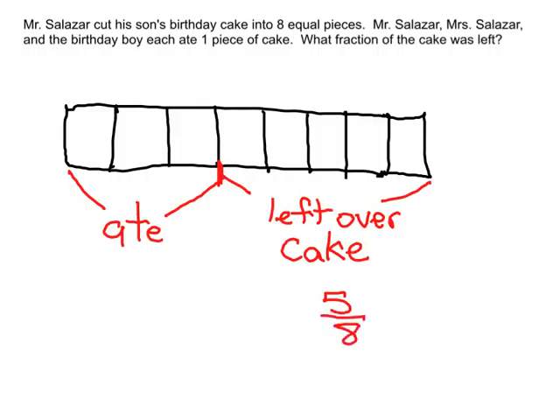5/8. But we also need to show what was left. So let's look at this as an equation. We know that the cake is 8 out of 8 pieces, subtracted by the 3 pieces of the 8 that were eaten by the family, and we have 5/8 of the cake left over.